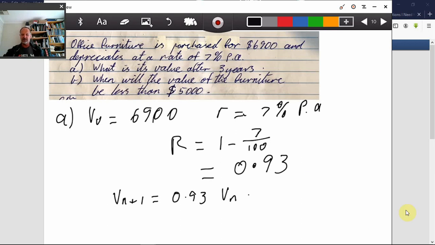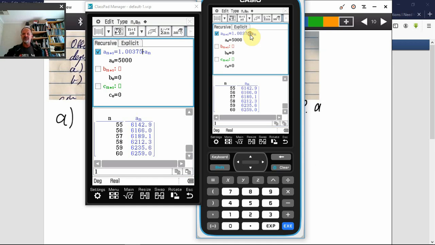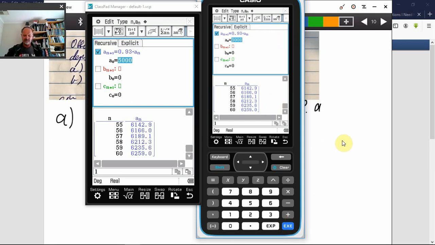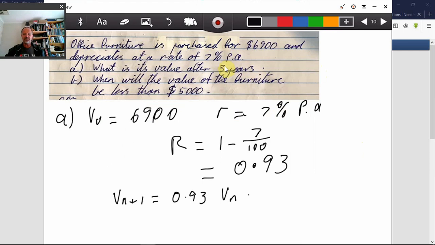So we go to our calculator, let me get to it. All right, so we're going to change a couple of things here. So first of all, we're going to change our R to 0.93. Also got to change our initial value, which because it's now 6,900 for this particular question. All right, fill in the table, and here it is. And so after 3 years is what we were after. 3 years, yep, there we go, 3 years. So V3, I'll squeeze it here.